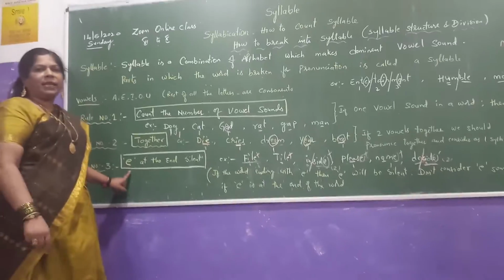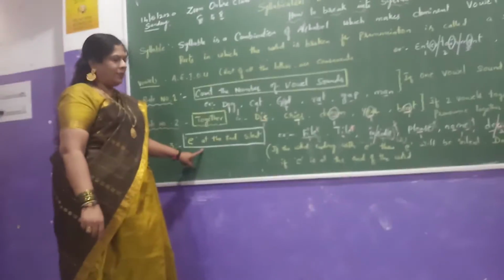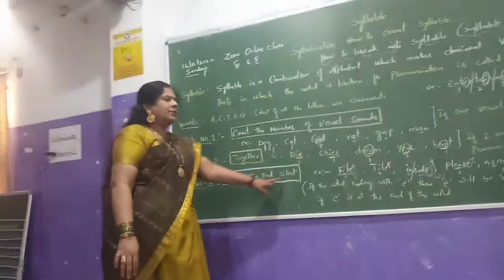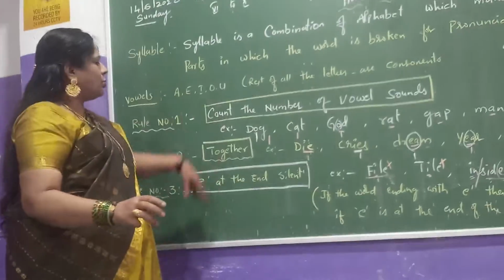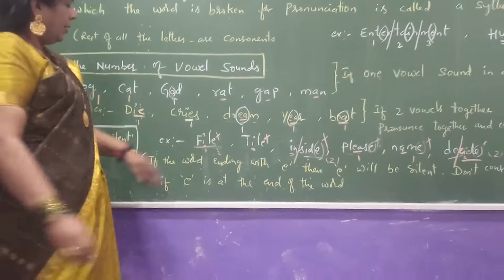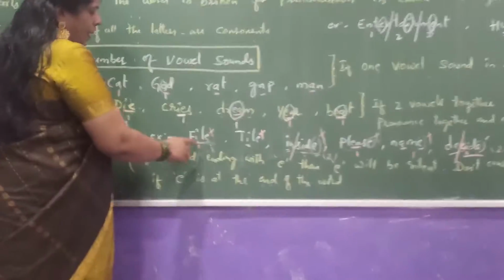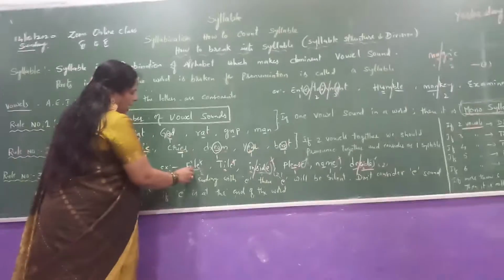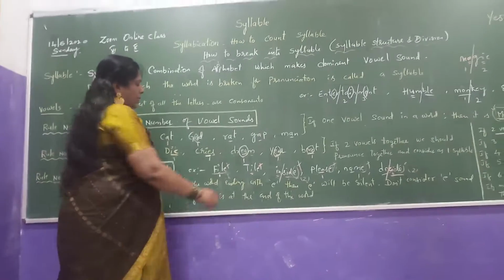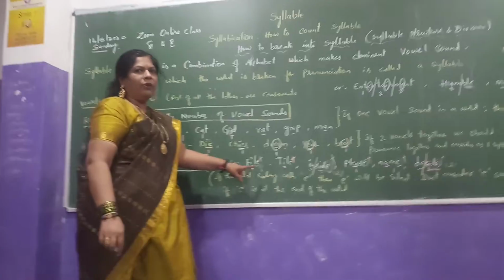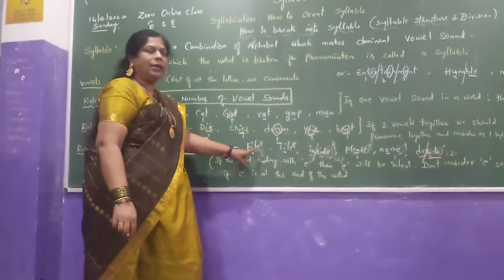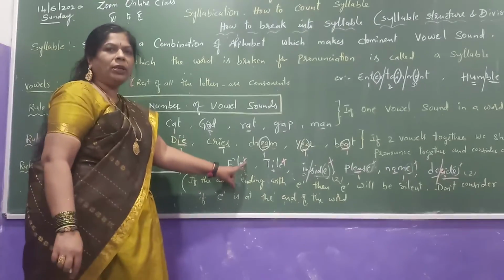Rule number 3. If E comes at the end of the word, then it is silent. E at the end is silent. These 3 rules you must remember. For example, five. This I is a vowel and E is also a vowel, but if E comes at the end, we consider it silent, so we should not count it.